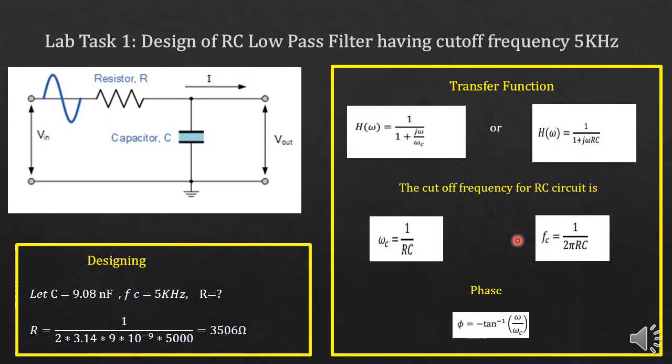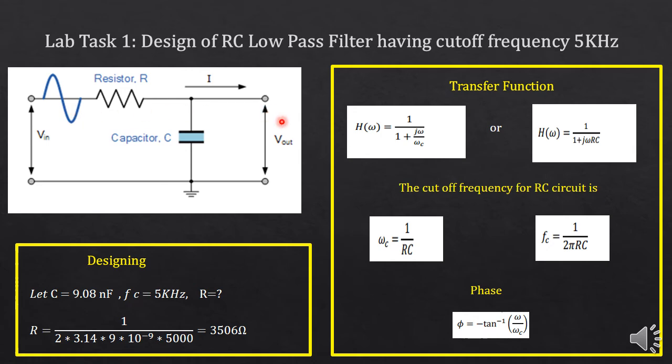In lab task number 1, you have to design an RC low-pass filter having a cutoff frequency of 5 kHz. This is the circuit for the RC low-pass filter. Here you can see you are taking the output across the capacitor, so this circuit will act as a low pass filter. If you take the output across the resistor, then the circuit will act as a high pass filter.